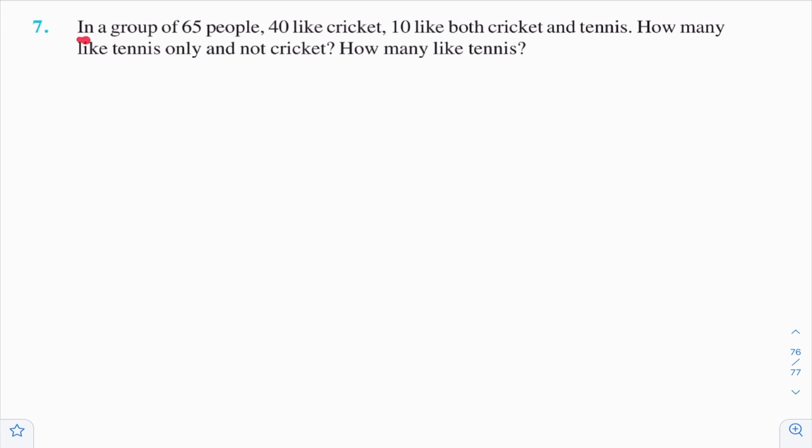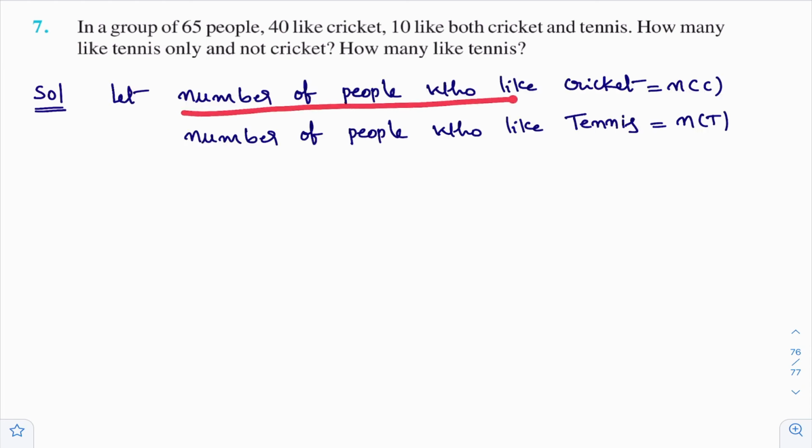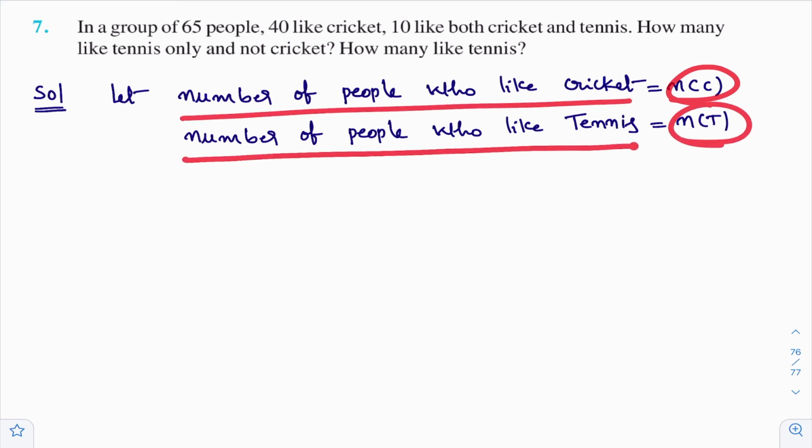You observe in a group 65 people are there. Okay, 40 like cricket, 10 like both cricket and tennis. How many like tennis only and not cricket? So first let me write the important step. Let the number of people who like cricket be n of C, and the number of people who like tennis be n of T. That is what I considered. In this problem, n of C means number of people who like cricket, and n of T means number of people who like tennis.